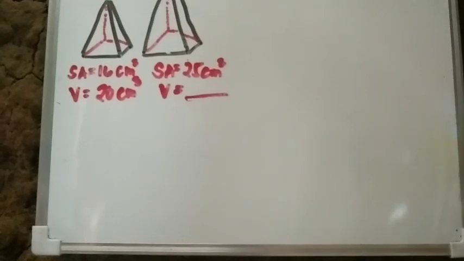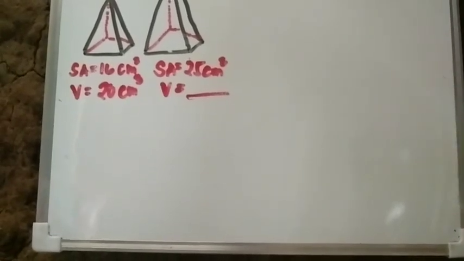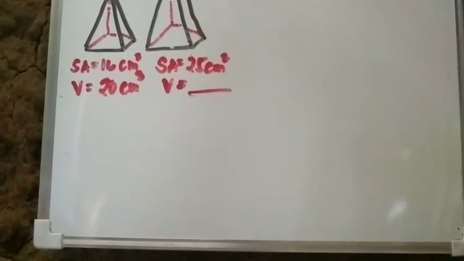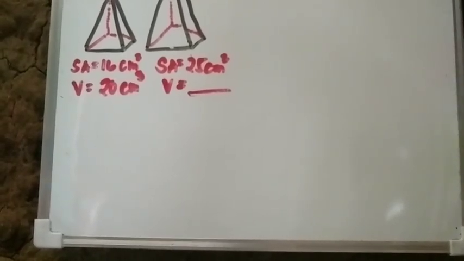The ratio of the surface areas of two similar solids is equal to the square of the ratio of the corresponding linear dimensions. The ratio of the volumes of two similar solids is equal to the cube of the ratio of their corresponding linear dimensions.